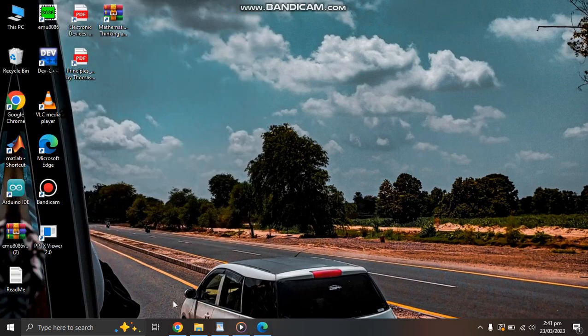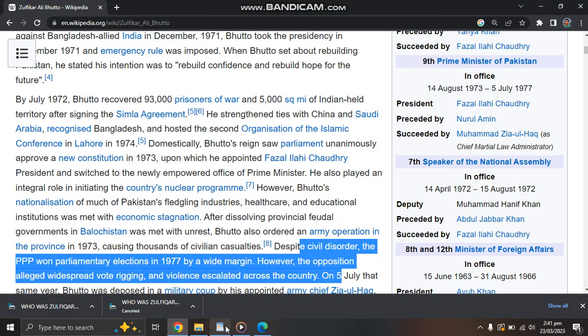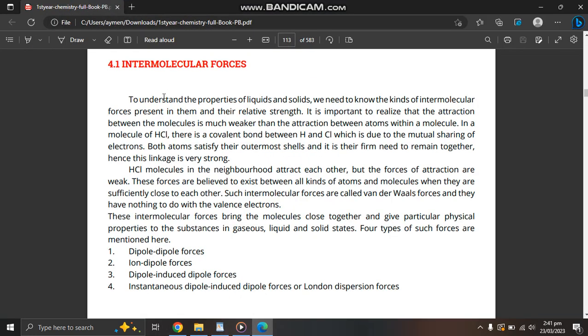Today our topic is intermolecular forces. Let us discuss our topic. To understand the properties of liquids and solids, we need to know the kinds of intermolecular forces present in them and their relative strengths.